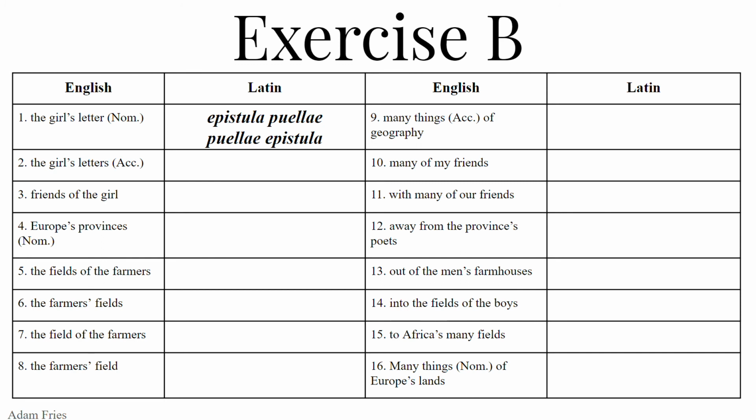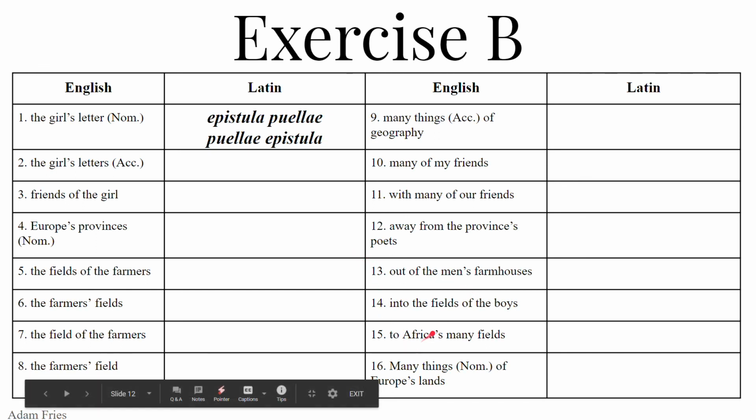16. Many things. We want the nominative this time. Many things of Europe's lands. So we're saying many things of the lands of Europe. So we have two genitives here. Ooh, now this is pod racing.